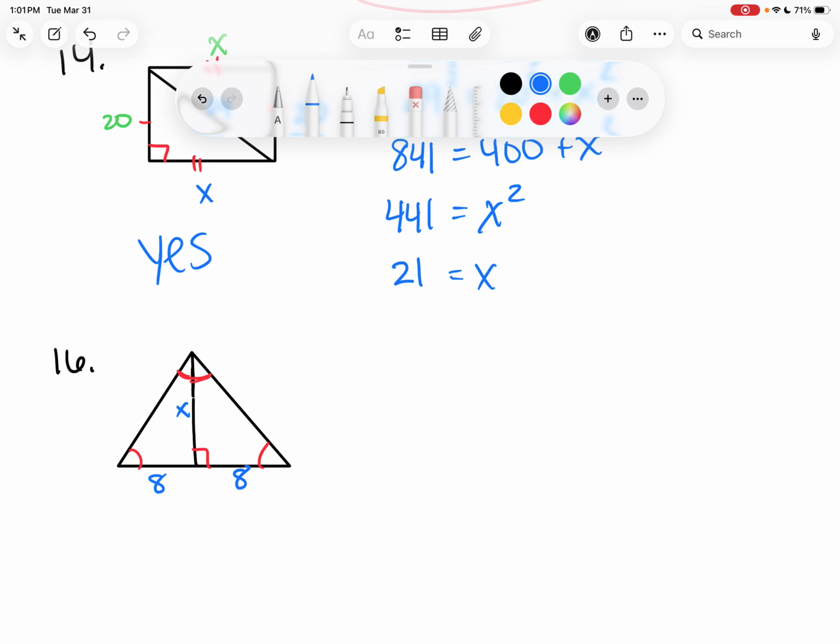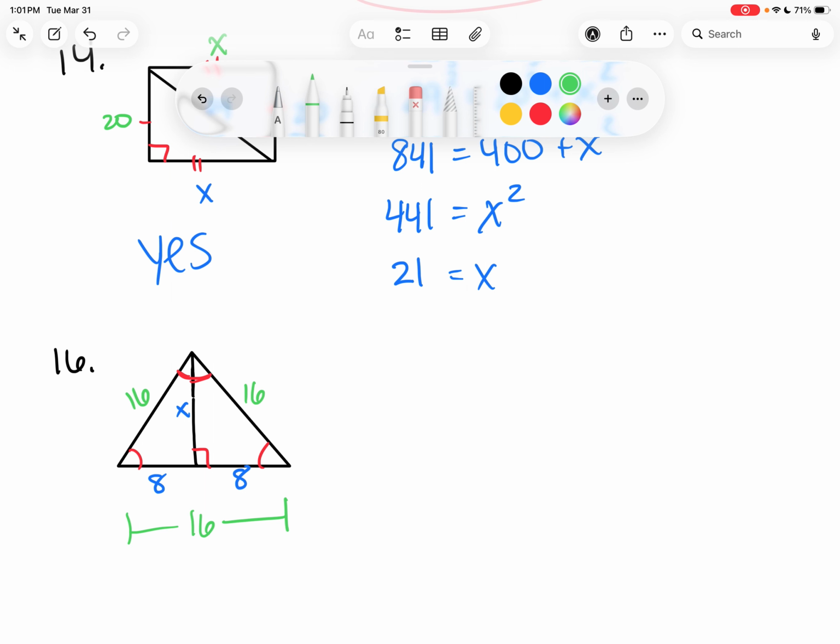Okay, what do I know about the big triangle? It has a base of 16. What else? The height is x. It's equiangular. What does that mean? All the angles are equal. Okay, what does that mean about the sides? All the sides are congruent, so that means that these sides also have to be 16. Otherwise I don't have enough information to solve for x.